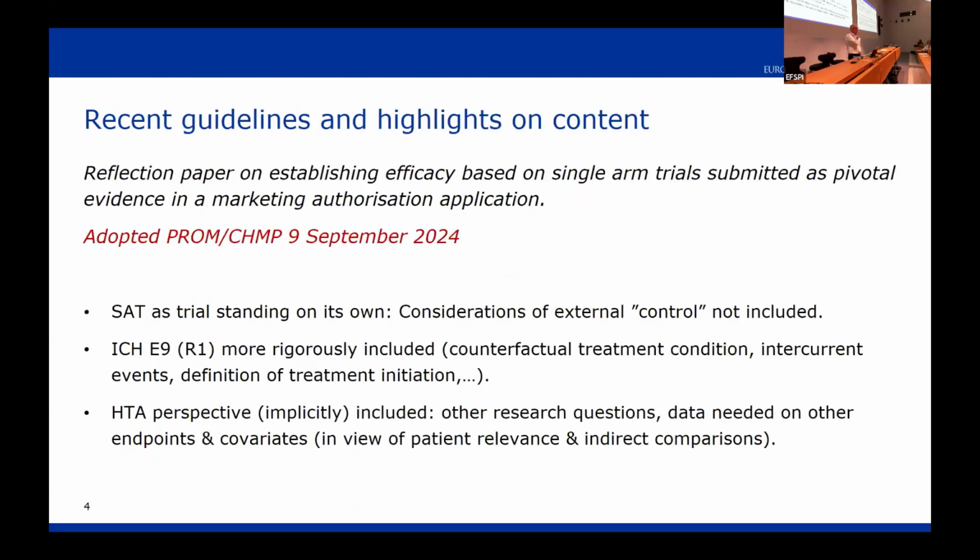I can't get more recent than this, actually. The reflection paper on establishing efficacy based on single-arm trials, a single-arm trial reflection paper. We've had that in this meeting before, discussed and criticized. It was adopted last Monday, so it's there.